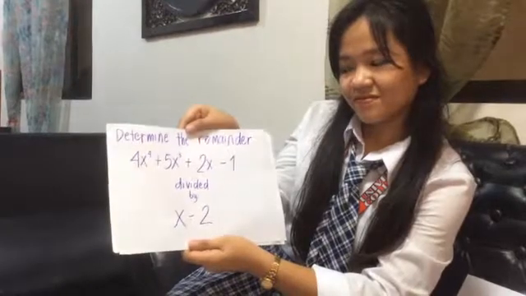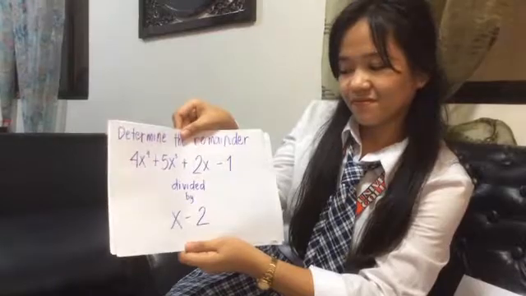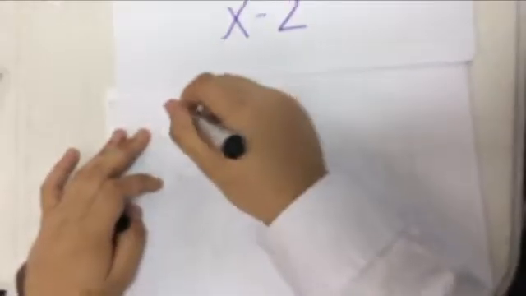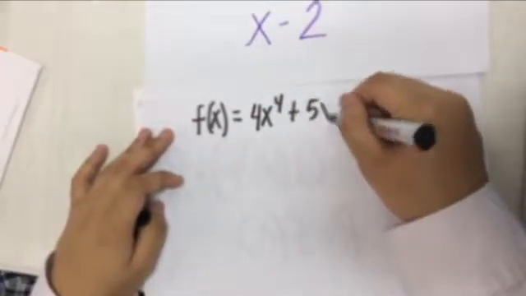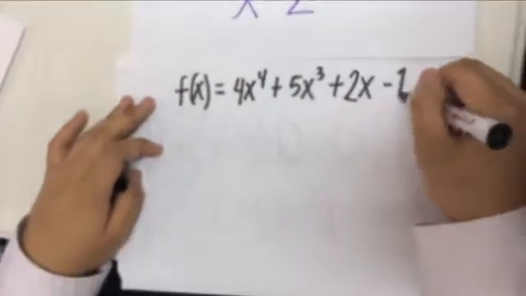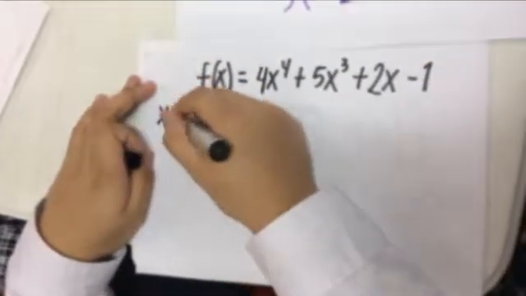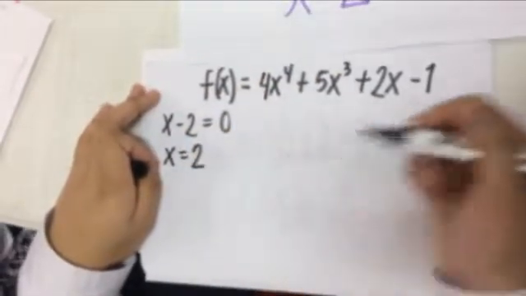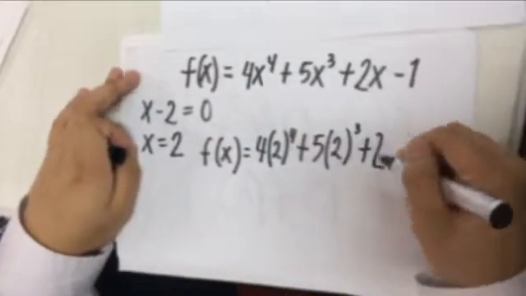Determine the remainder. 4x^4 plus 5x^3 plus 2x minus 1 divided by x minus 2. Solve the given equation. First, let's make f(x) the given equation. Let's take the given x minus 2 to find the value of x by transposing negative 2 to positive 2, so that we can get the value of x.